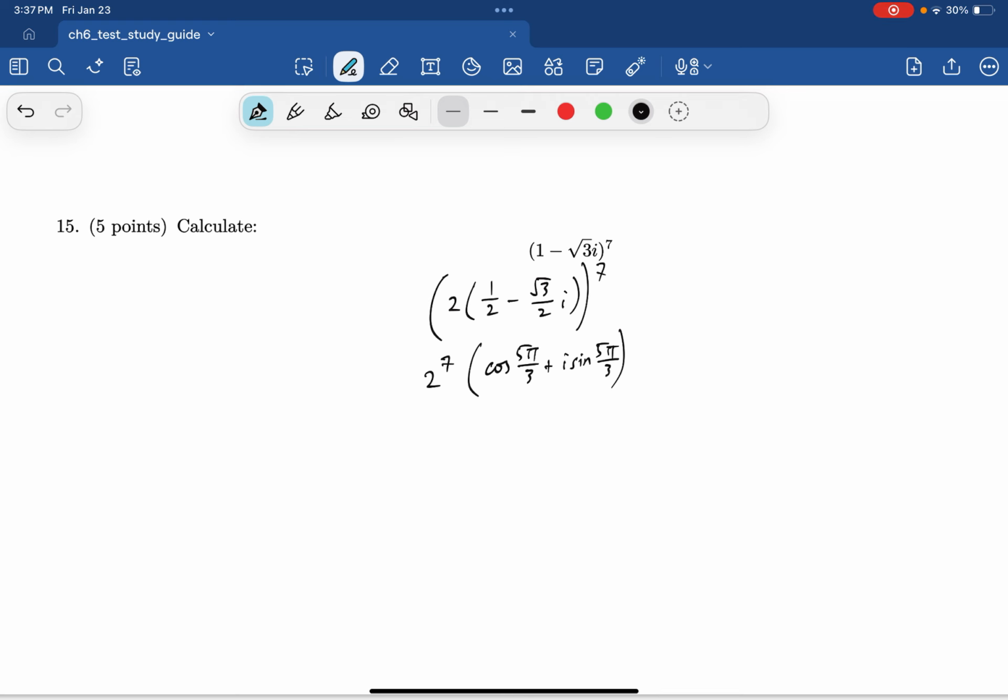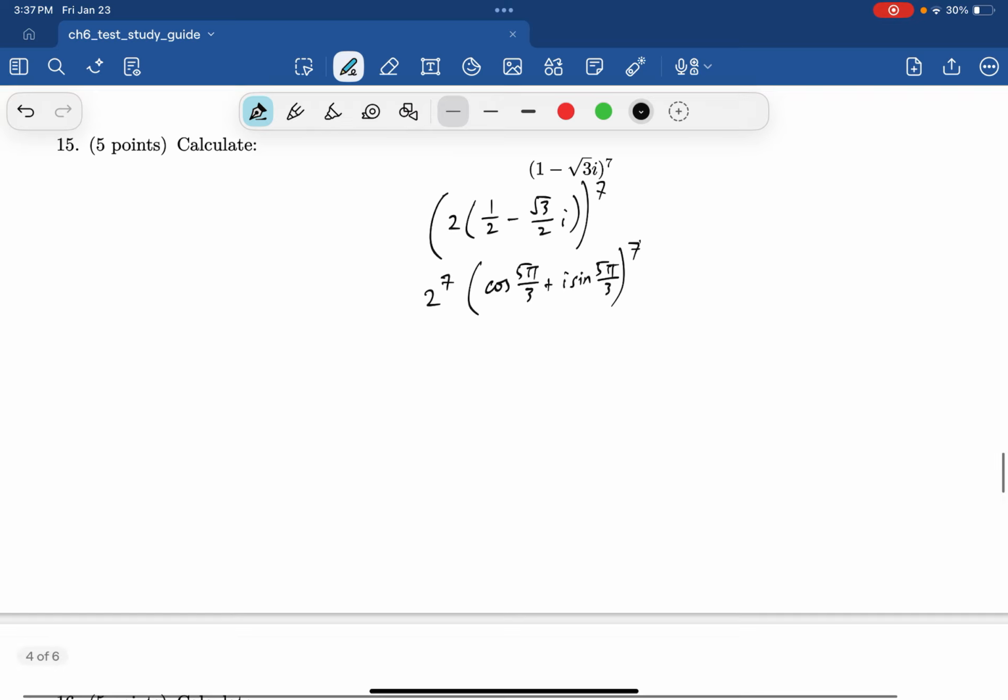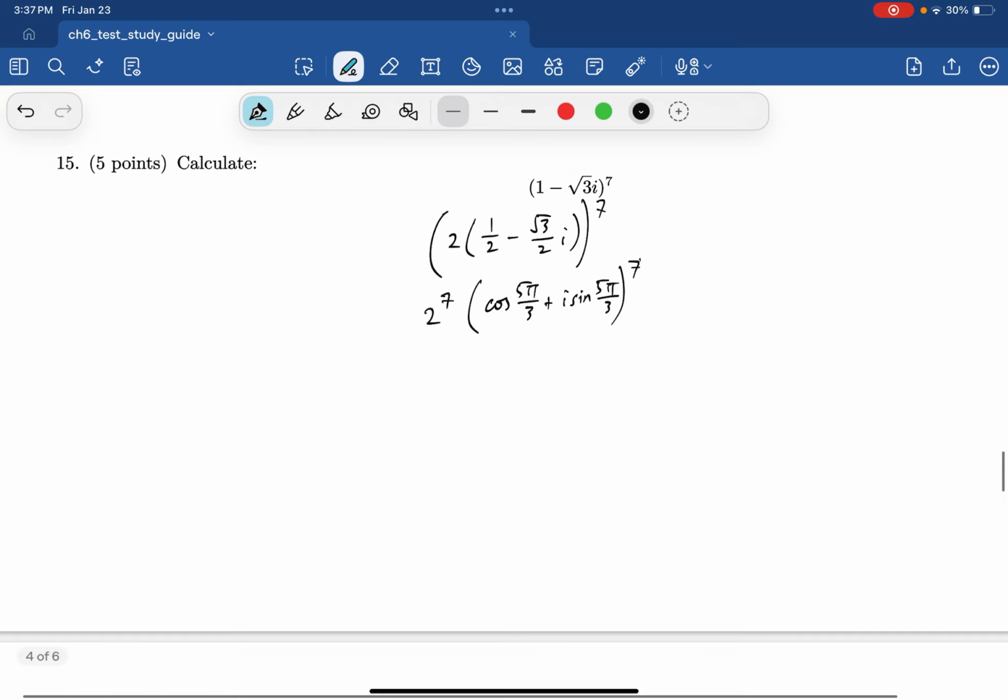To the 7th power. 2 to the 7th is 128. And now I applied De Moivre's theorem, which means I can just distribute that power to the angles. So I'll have cosine 35 pi over 3 plus I sine 35 pi over 3.